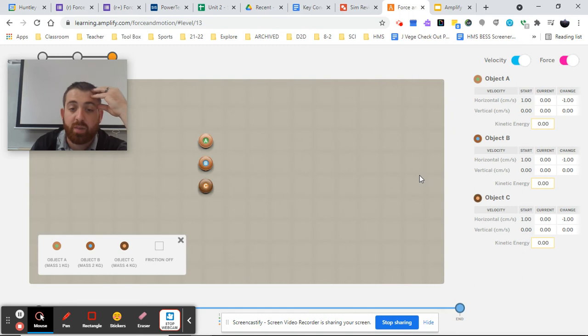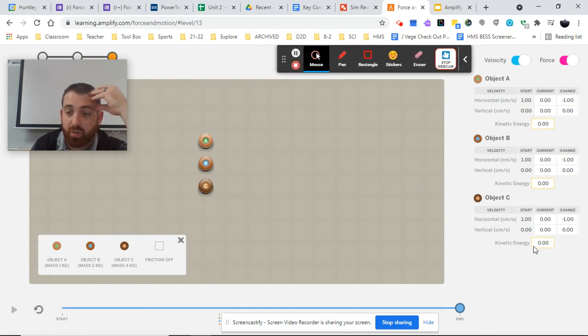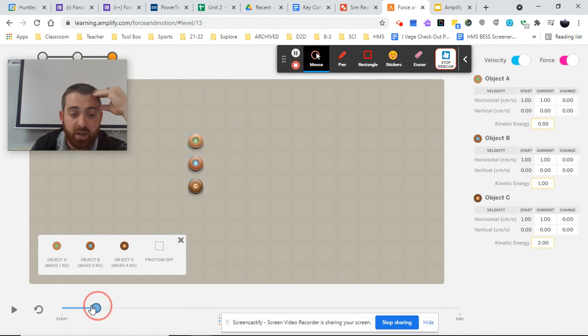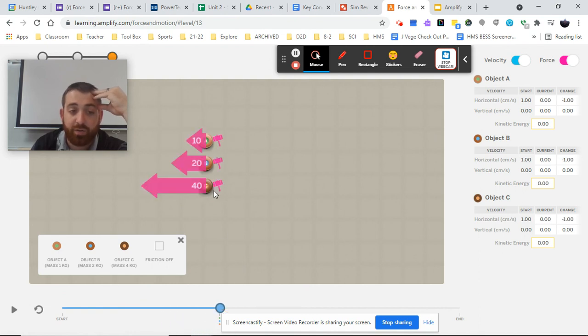If we were to run this in our simulator and rewind the simulation, we know that they started with 1, they all stopped, they all changed by 1, but when we look at the force that was needed, C needed a larger force to stop it, which makes sense. They're all moving the same way. They all have the same velocity. If we're going to stop all three, we need a larger force to stop the larger mass. And we would need a smaller force to stop the smaller mass. So that's how we figure out the answer to that question.